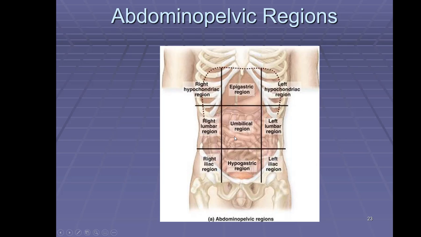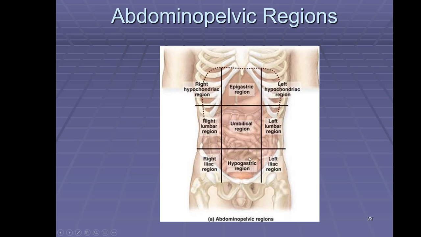In the center, we call this the umbilical region. Above that, epigastric. Below that, hypogastric. That's a good way to get started. Hypo meaning below, epi meaning above. Then if we go out to the right and left lumbar regions, think of your lower back area. That's about the region it would be. And then going down where your hip bones are, right and left iliac regions. And then lastly, right and left hypochondriac regions.